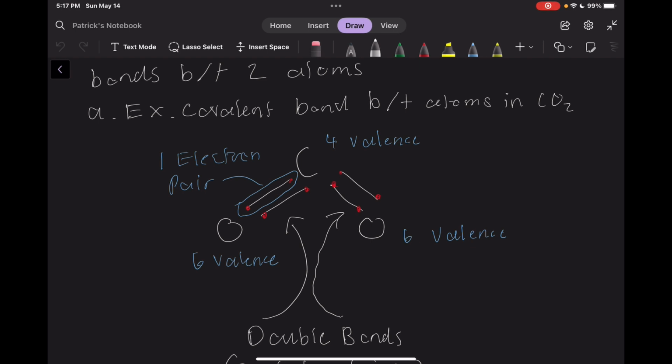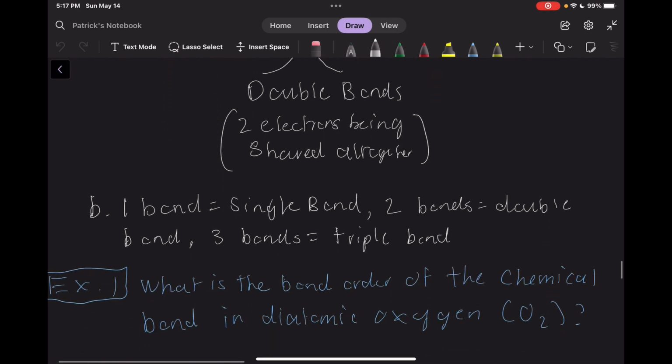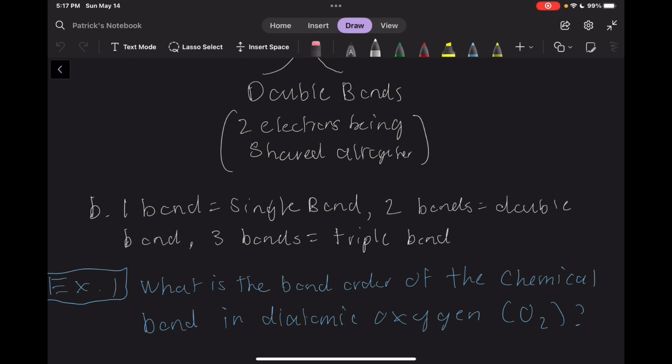What do we think the bond order is then? The bond order in this case is 2, because these are double bonds. Remember, if there is 1 bond or 2 electrons being connected by a line, we call that a single bond. If there are 2 bonds or 4 electrons being connected by 2 lines, we call that a double bond. If there are 3 bonds or 6 electrons being connected by 3 lines, we call that a triple bond. There is such a thing as a quadruple bond, but these are so rare that we will almost never encounter them in a general chemistry course, so we're going to ignore them for now.